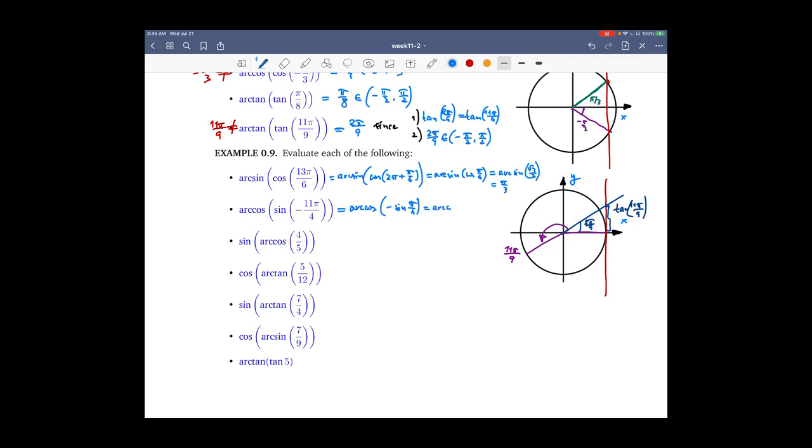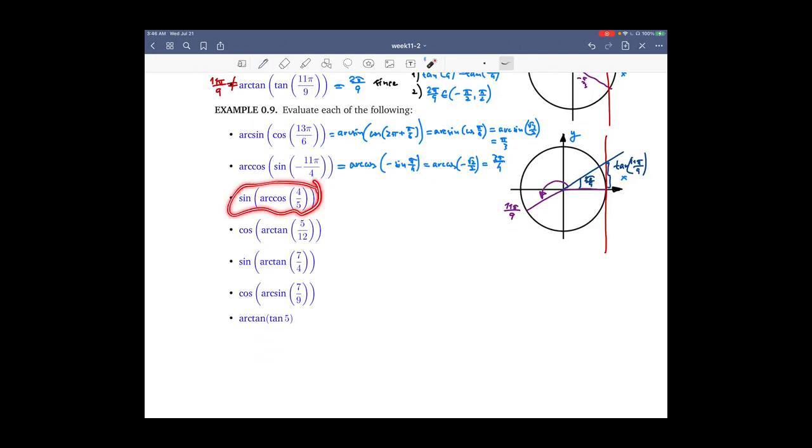Which simply is negative root 2 over 2. And our cosine of negative root 2 over 2 is 3 pi over 4. All right.